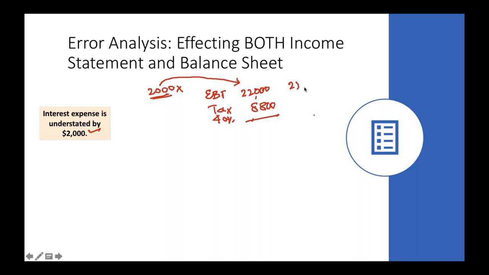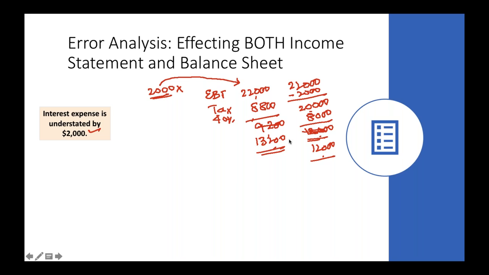It should have been like this: 22,000 EBIT minus 2,000 interest, and your EBT is supposed to be 20,000. There is a tax of 8,000. So your after tax profit is 12,000, but here the after tax profit is 13,200. See, there is a difference in the profit. There is a difference in tax because of the understatement of interest expense.